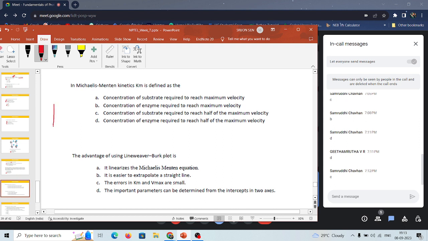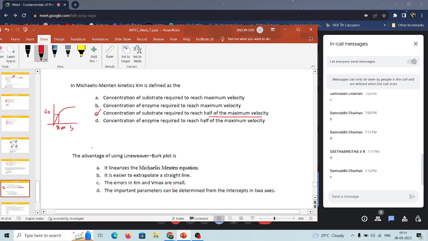So if we see the graph, what do we have? Here we have the substrate concentration, and here we have the V naught, so maximal velocity. And then we have a graph like this. So what happens? At half we have Km. So C is the right answer. Very good. So the concentration of the substrate at which you can reach half of the maximal velocity is what you get as the Km.